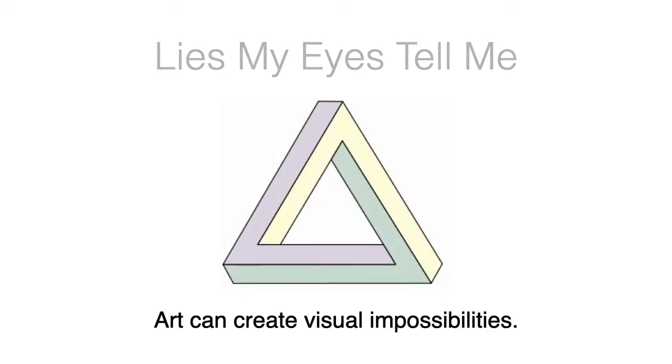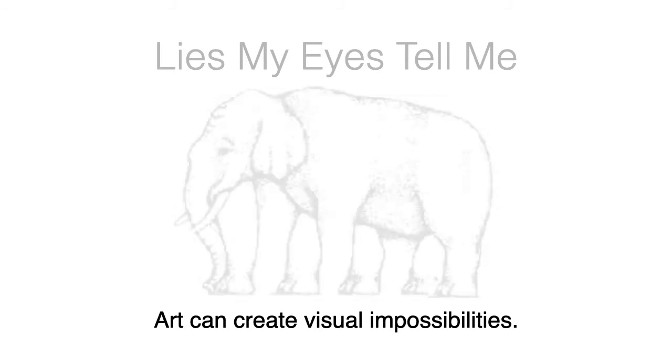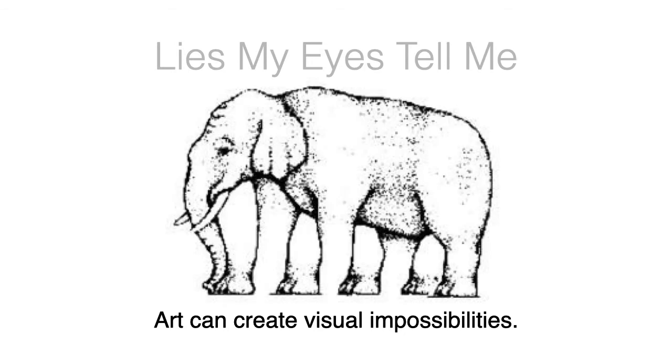So, let's get going. First of all, art can create visual impossibilities. We know that. I mean, you look at that and it looks like something you couldn't possibly build or couldn't exist in reality. I love this one. When you look at this, how many feet does the elephant have? And as you go up and down and discover that it's got one too many, at no time does it ever look wrong as you're going up and down.